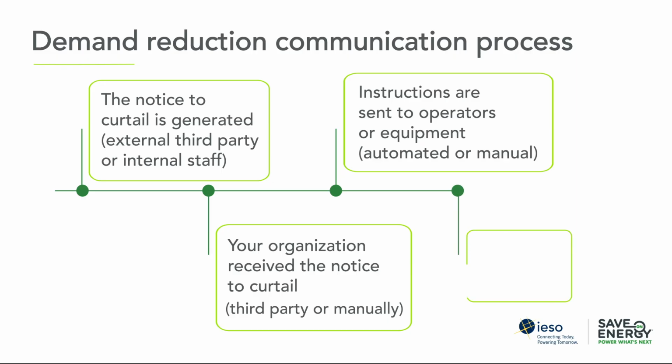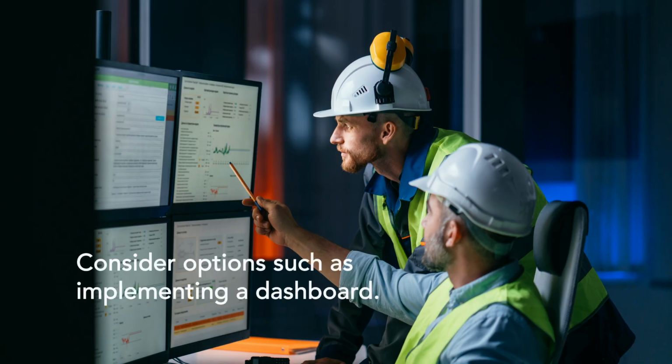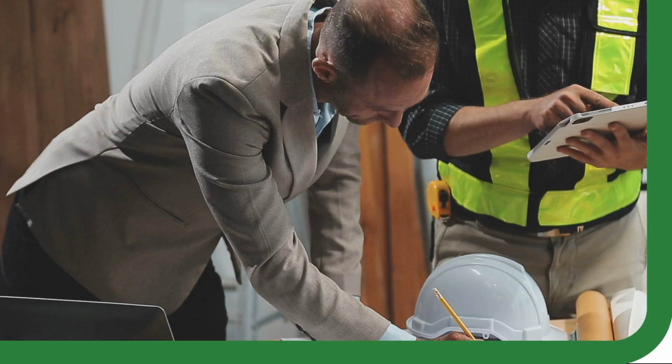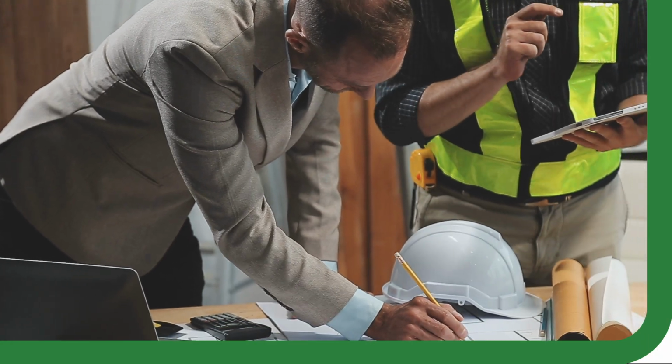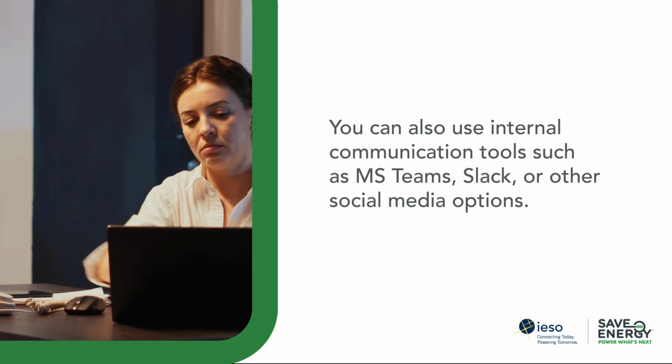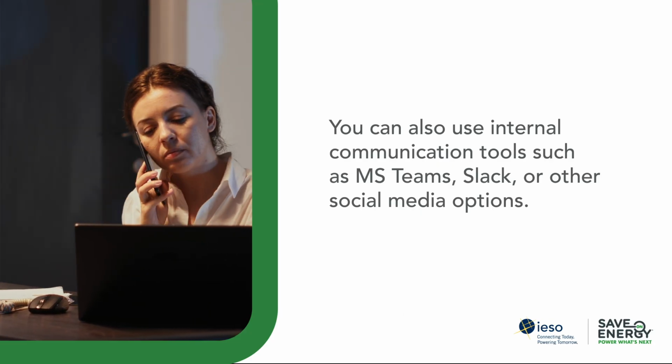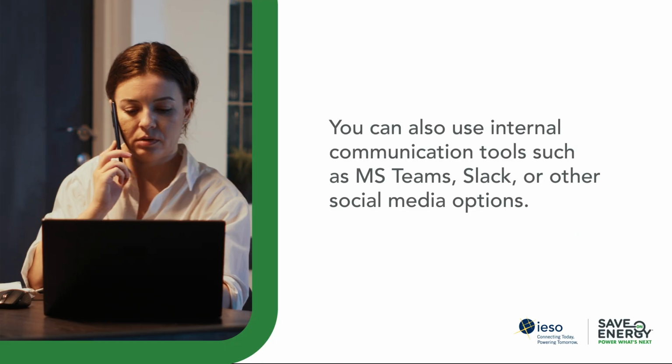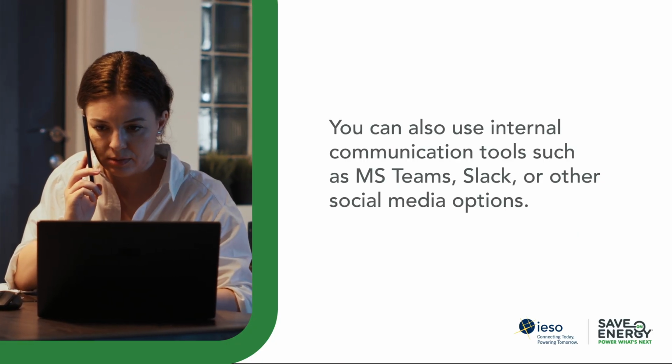Finally, it can be helpful to monitor demand in real time to provide immediate feedback on whether curtailment goals are being achieved or whether more needs to be done. This can provide a form of continuous improvement to keep your energy goals on track. Consider options such as implementing a dashboard or installing some visual signal to alert employees to the need to reduce demand. You can also use internal communication tools such as Teams, Slack, or other social media options. Also remember to update internal training so that everyone knows how to respond to the signals.